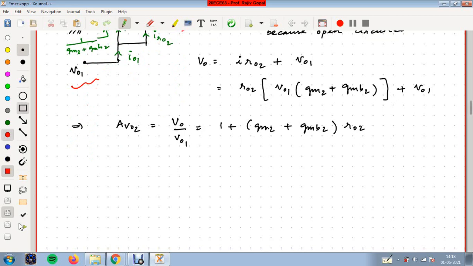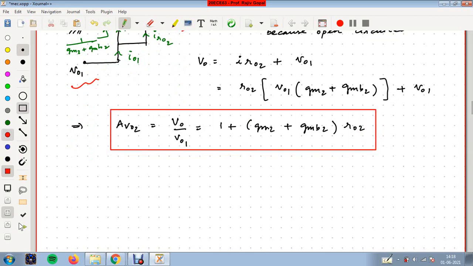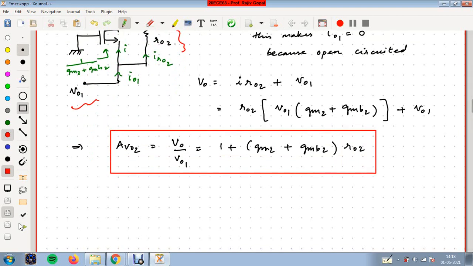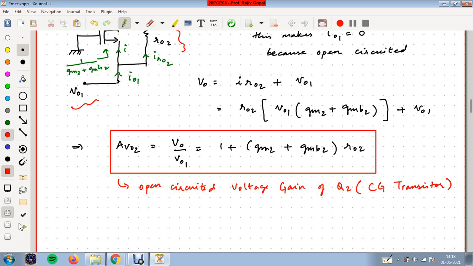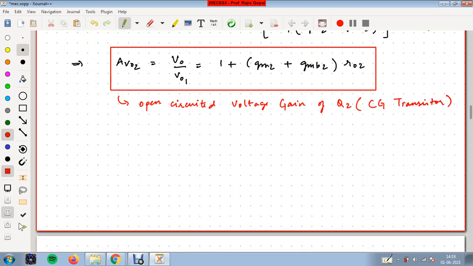All right, so always try and remember this. Keep this in mind. How we derive this? This is actually the open circuited voltage gain of Q2. Q2 means it is a CG transistor. All right, so this is AV02.